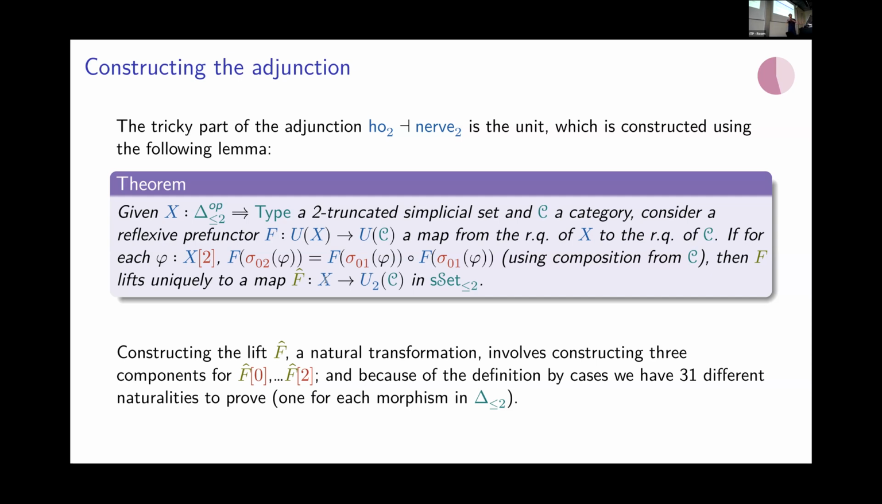So we basically have to define three different pieces: one for the 0, one for the 1, and one for the 2. Each of them is defined in completely different ways because one comes from the objects, one comes from the morphisms, and one comes from these equalities. When you add it all up, defining the components, you have three things to do. Defining the naturalities, for every monotone function between 0, 1, and 2, and all of the combinations, you have to prove some naturality lemma. There are 30.